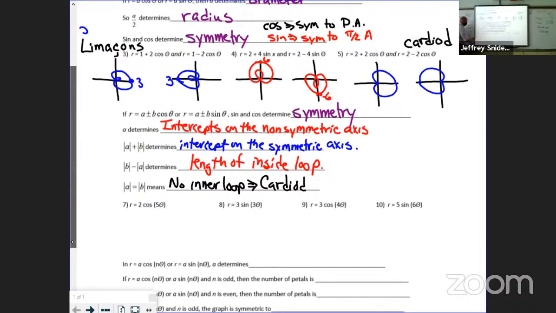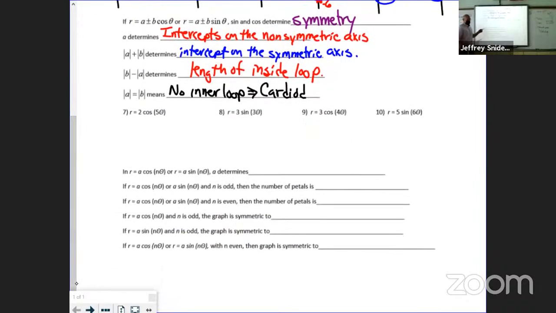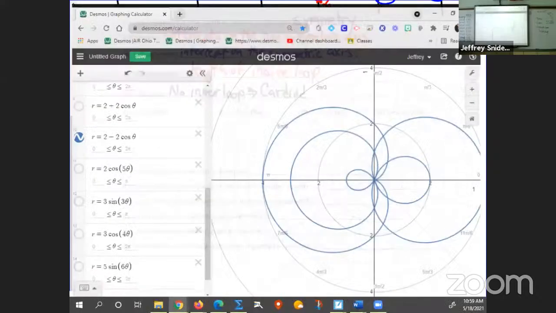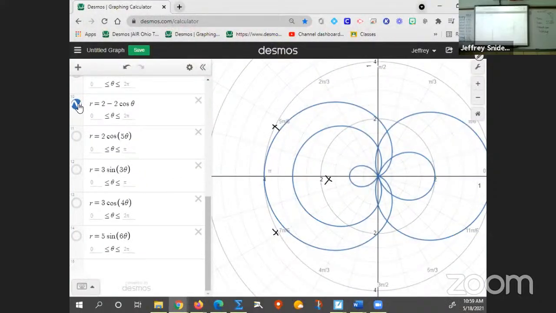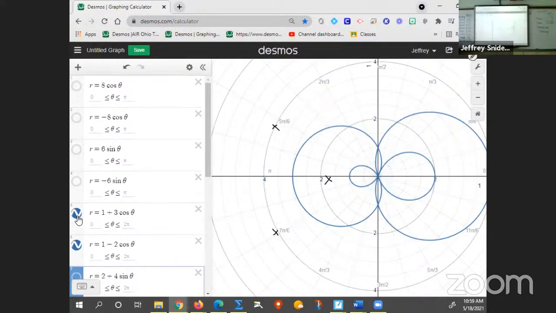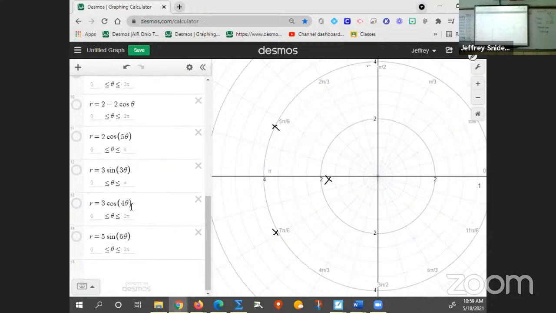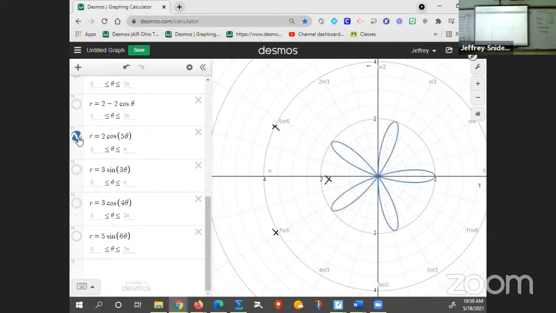Okay, so these next ones, I'm just going to call the graph up instead of trying to sketch them real fast due to time. We're kind of trying to get through all this here today. Okay. So turn all of these off. Okay, so we're going to come down here. We're going to start with 2 cosine 5 theta. Here's what it looks like.